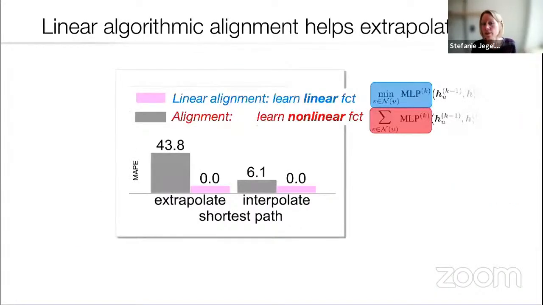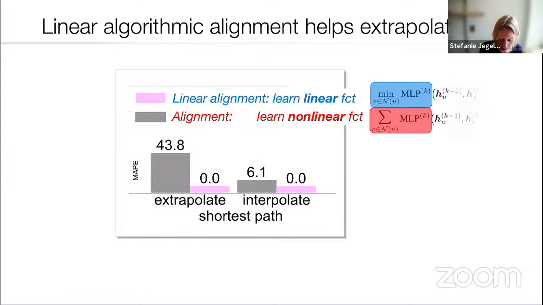Now what does it look like empirically? So here are some empirical results. The pink ones are the linear alignment, where you learn a linear function, and the gray ones are learning a nonlinear function. And you see that if you are doing normal generalization, so training and test have the same distribution, both of them have low error. This is the error bars.